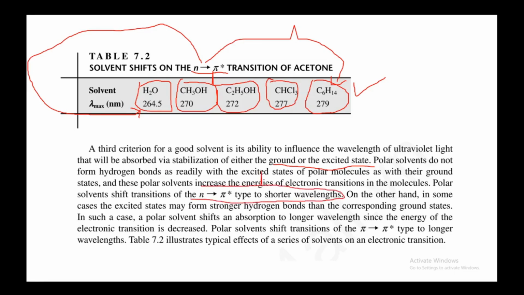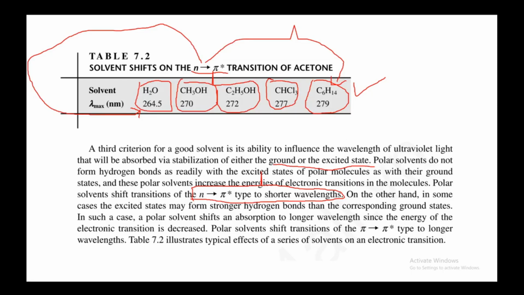That is the reason we are observing the peak for the acetone molecule in water at 264.5, and for hexane we observe the peak at 279 for the acetone molecule for the n to pi star transition. Why? Because polar solvents form hydrogen bonds not with the excited state of the polar molecules but with the ground states of the polar molecules, and these polar solvents increase the energy of electronic transitions.